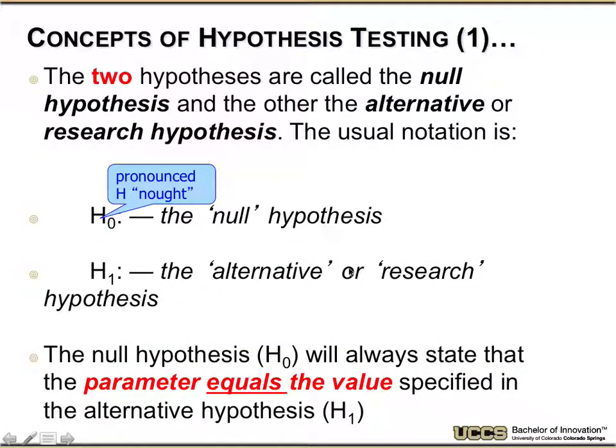Okay, so when we talk about our null hypothesis, we have H0 and H1, or sometimes H0 and H hat. There are a couple of variations in how people write it, but the null hypothesis often has this little naught or null subscript at the bottom. The null hypothesis will always state the parameter value equals the value specified in the alternative hypothesis.